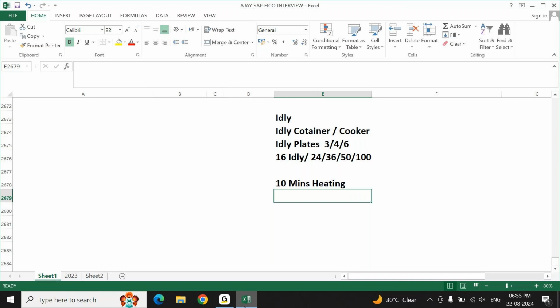I said that for 10 minutes you need to put the idli container on the stove, or heat it for 10 minutes, to get your idli as an output. Now, is it dependent on quantity? If I put 4 idlis 10 minutes, if I put 8 idlis 20 minutes, if I put 16 idlis 30 minutes, is it like that? No, it is not like that.